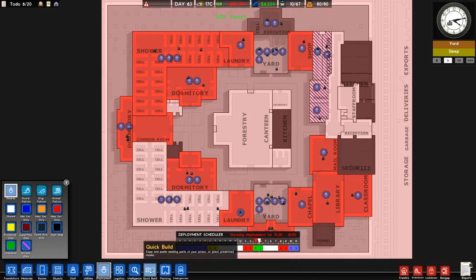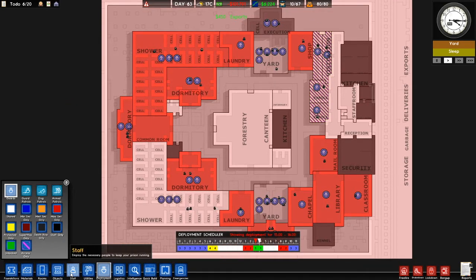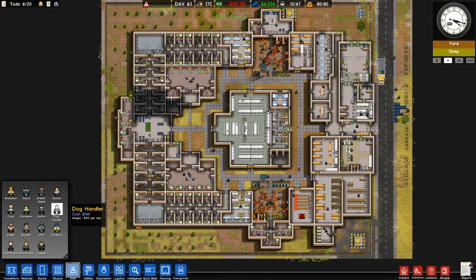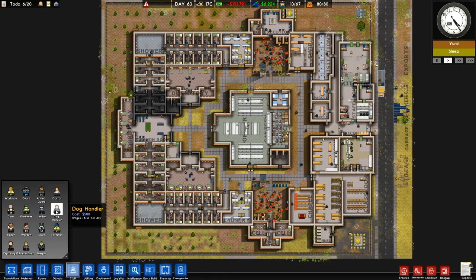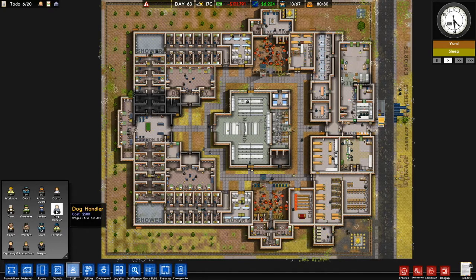The second type of unarmed guard is the dog handler. So these staff are a little bit more specialized. You don't need quite as many of them. As a result, they are responsible for looking for contraband and keeping it out of your prison.